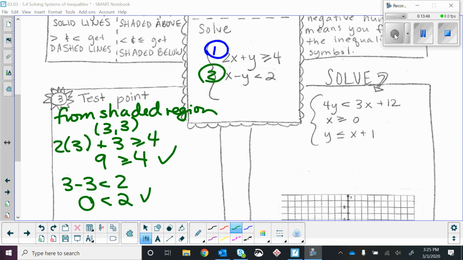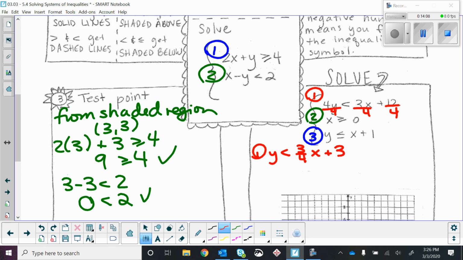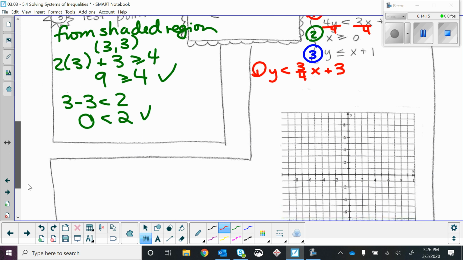Okay, so on this last example, we want to get the first inequality in mx plus b form. So I do that by dividing both sides by 4. So that gets me y less than 3/4 x plus 3. And the reason why I didn't flip the sign even though I was dividing is because it wasn't a negative number. So I have that it looks like this. My y-intercept at 3. My slope of 3 over 4. And it needs to be dashed. And I'm shading below. So here's the y values below.